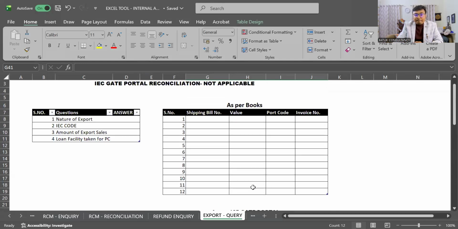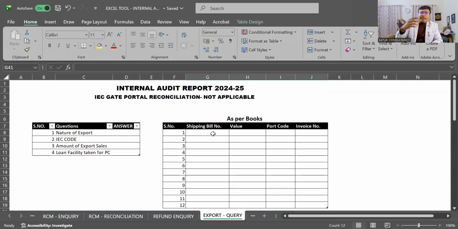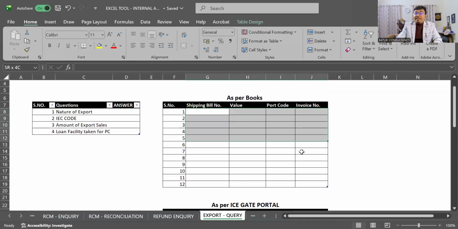Okay, and suppose you are going for an internal audit of 6 months and you found differences in 1 month only, then you need to prepare the invoice wise, shipping bill wise entry for 1 month only. For the remaining 5 months, it's already done.